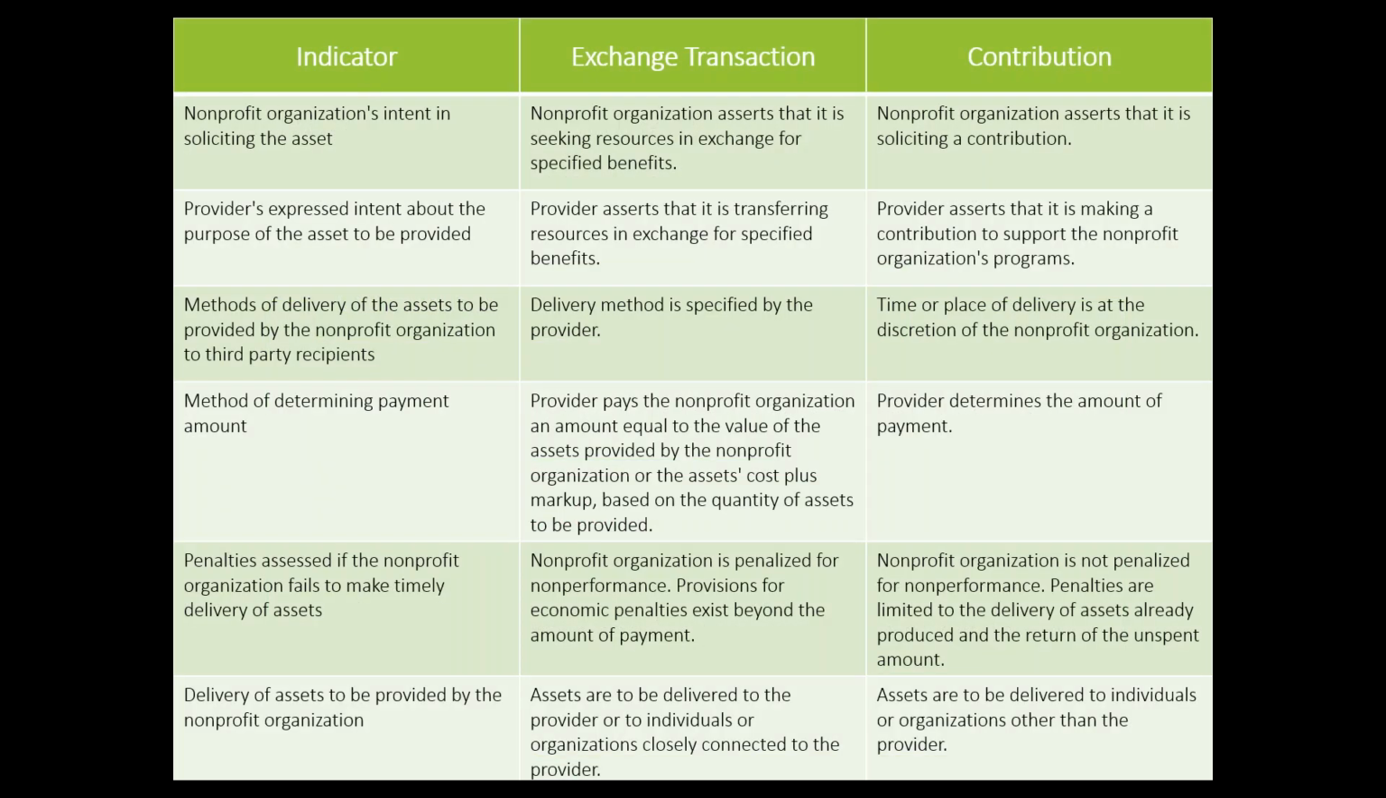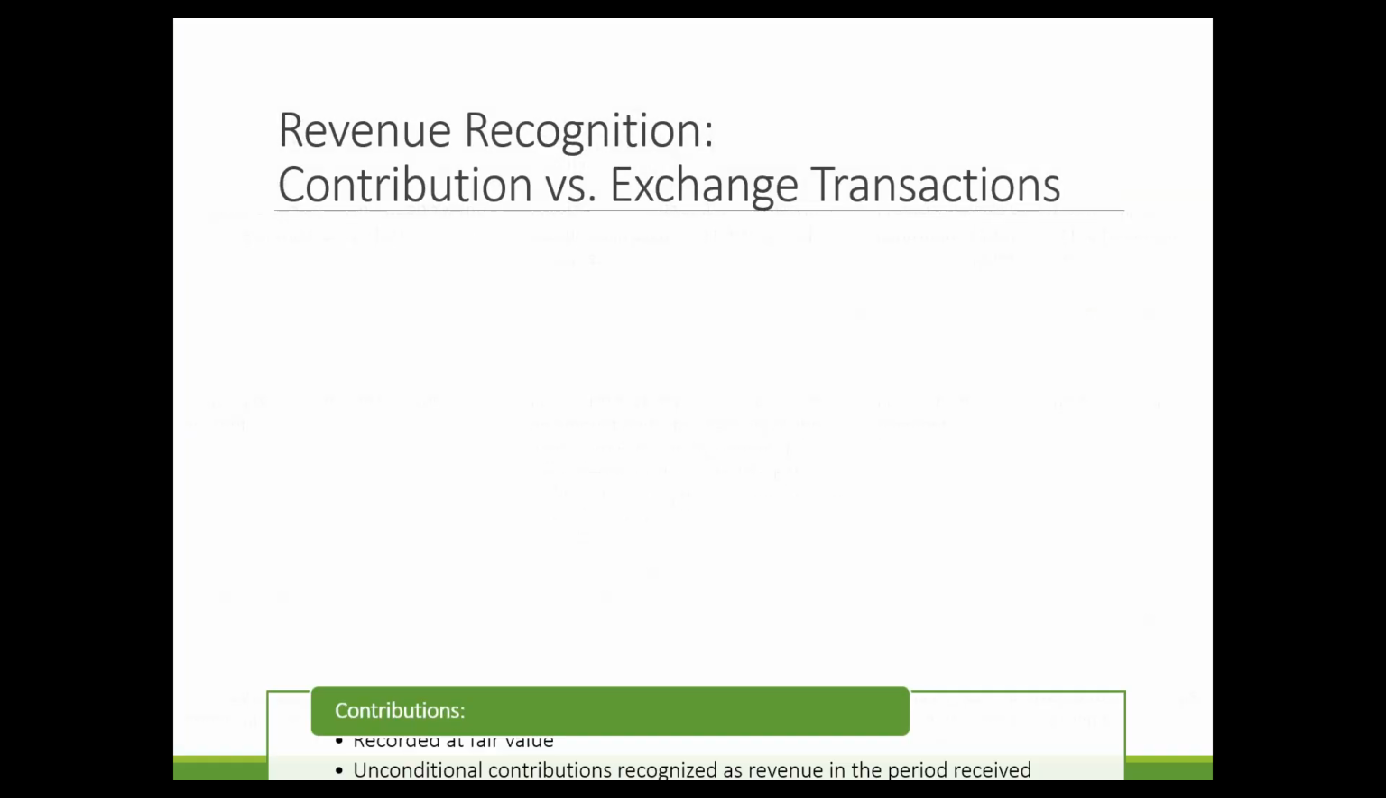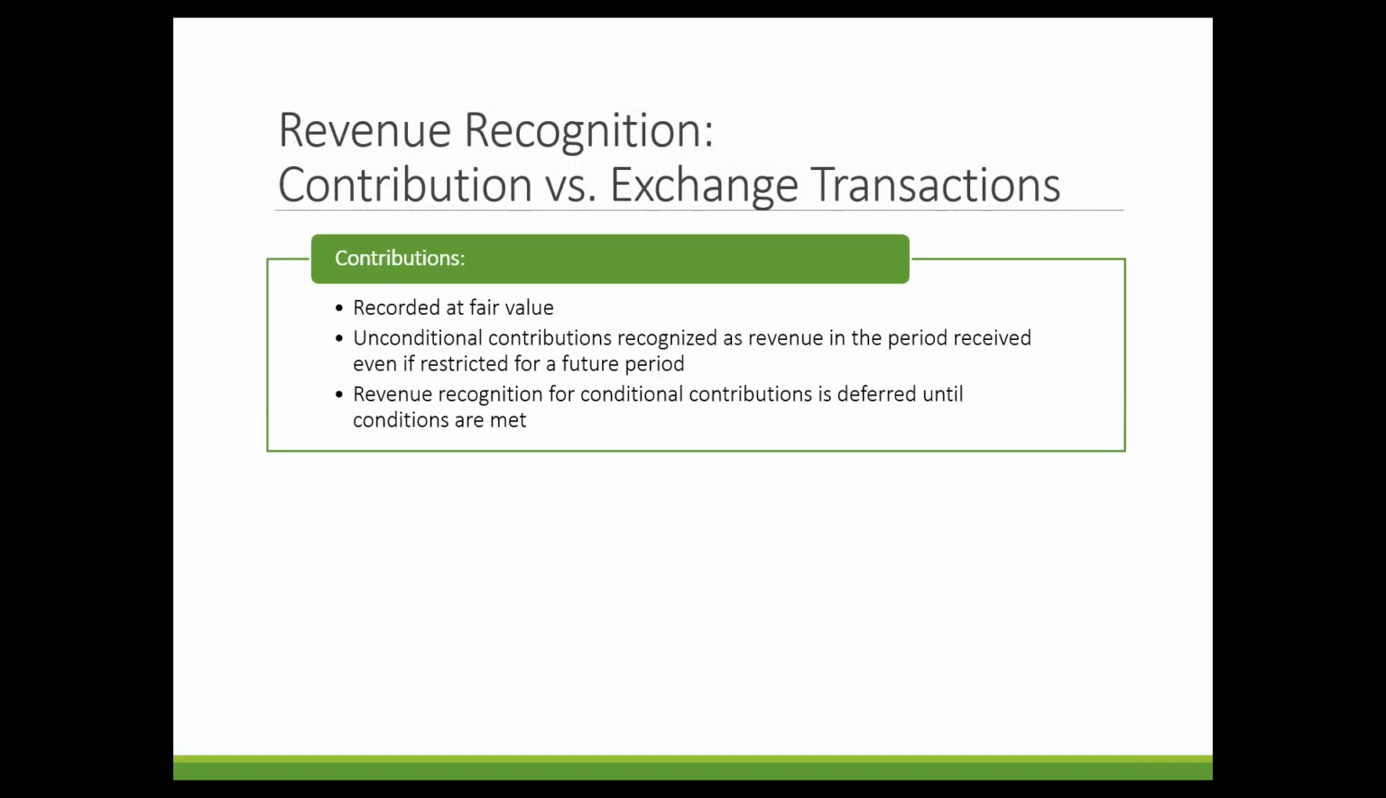This table here comes right from the nonprofit professional standards, and it's a helpful way to just use these indicators to determine whether something's an exchange transaction or contribution. Sometimes it's really straightforward, and sometimes it may be more complex. There's also cases in which a component might be a contribution component, and there might be a component that's an exchange transaction component. This is important because there's different revenue recognition principles and practices for each of those two categories.